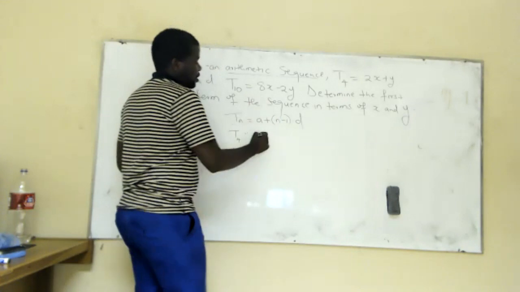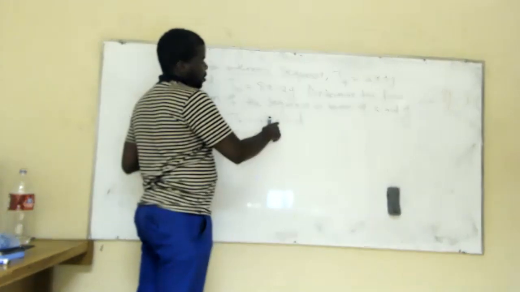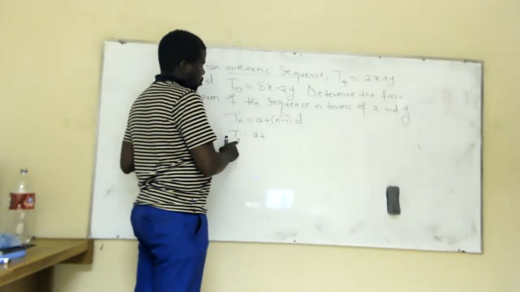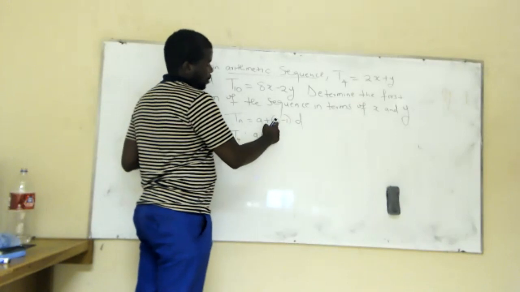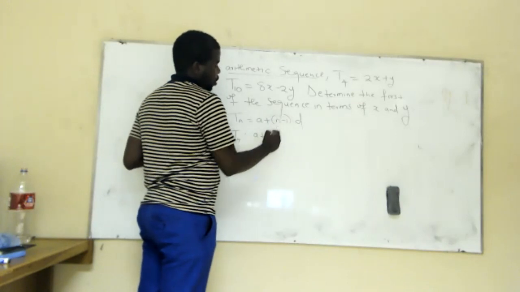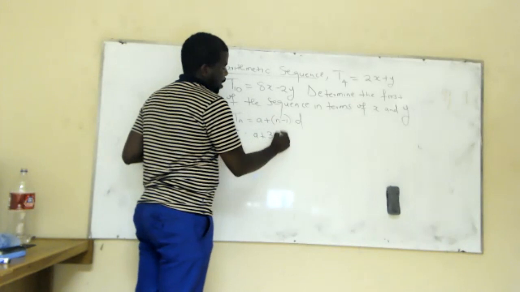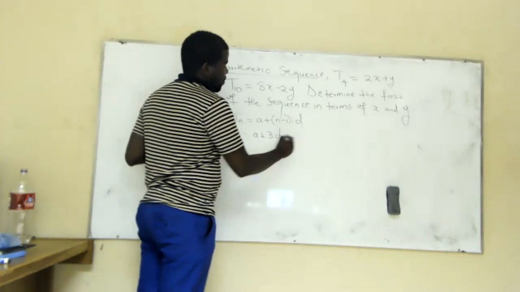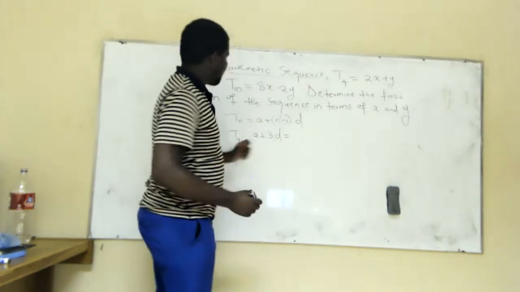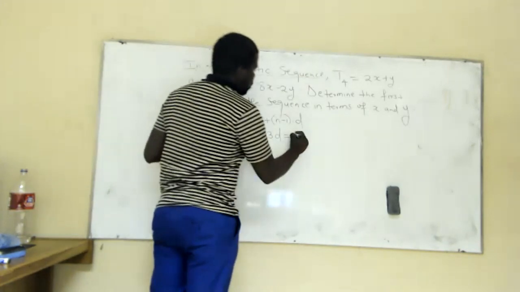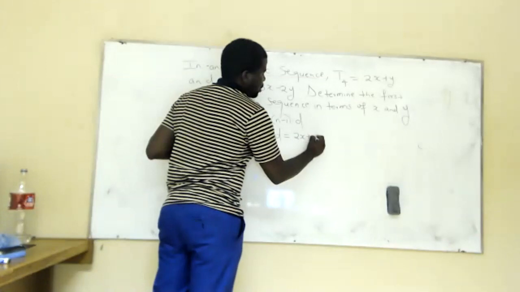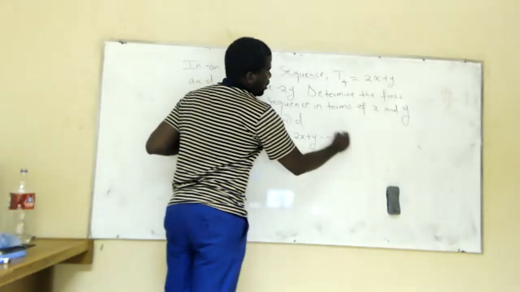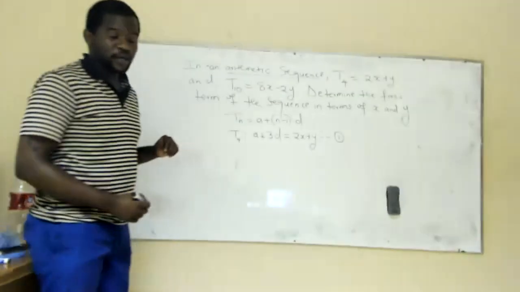Therefore, you just leave it as it is. Plus, here you have 4, which you can substitute, and you have 4 minus 1, which gives you 3. A d is not given, so you just write it as it is. And this is equal to the value that is given. The T4 is given as what? As 2x plus y. And this you make equation number 1.